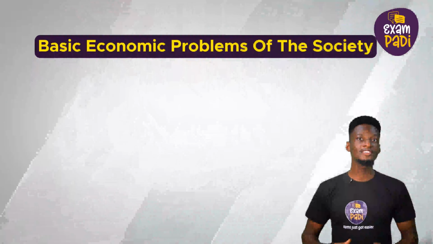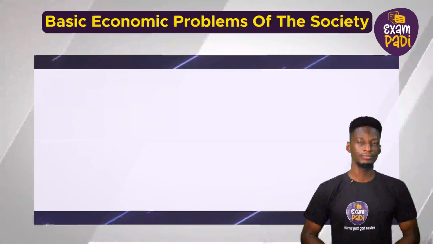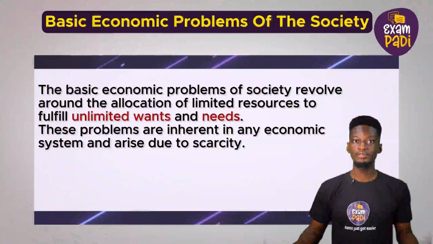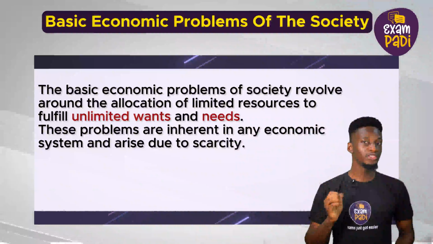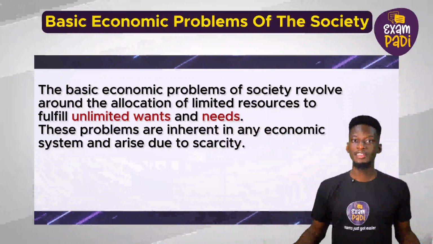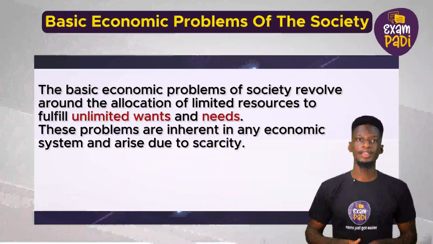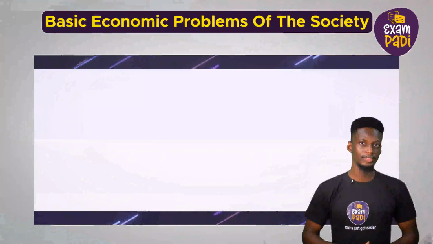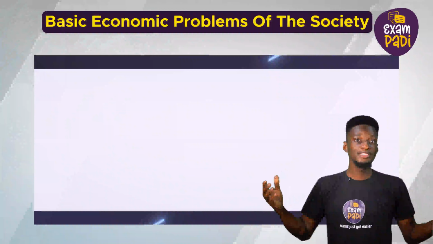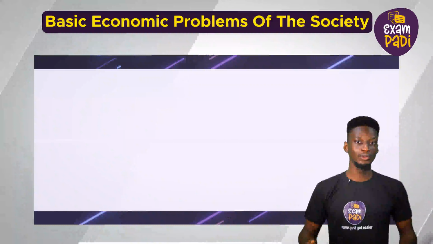What are the basic economic problems of society? The basic economic problems of society revolve around the allocation of limited resources to fulfill unlimited wants and needs. These problems are inherent in any economic system and arise due to scarcity. These problems are peculiar to every economic system. The basic problems of an economy include the following.